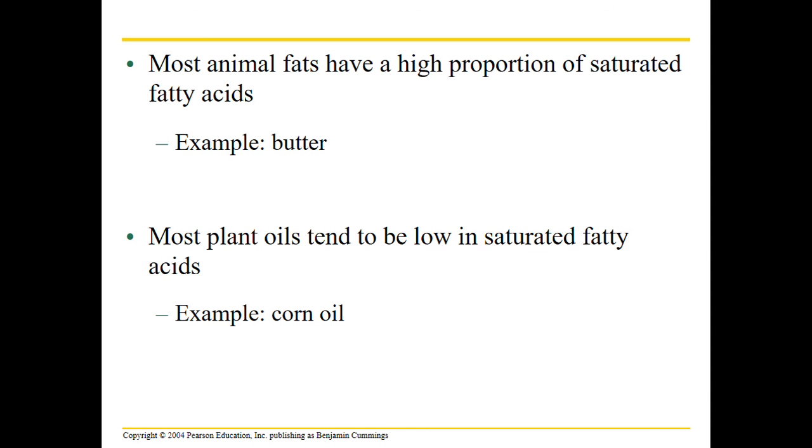So with saturated fatty acids, we have animal fats, so things like butter, and then usually plant oils will be low in saturated fat, so corn oil, olive oil, different things like that.